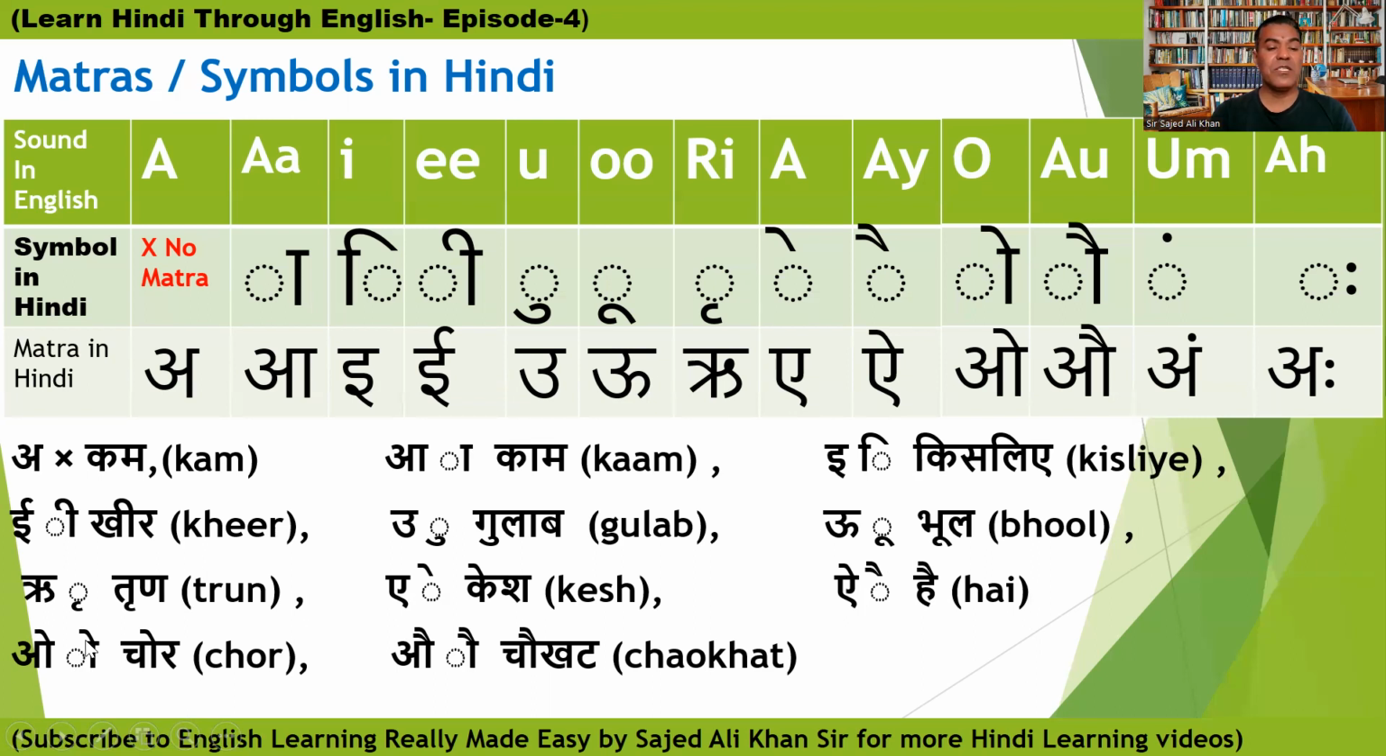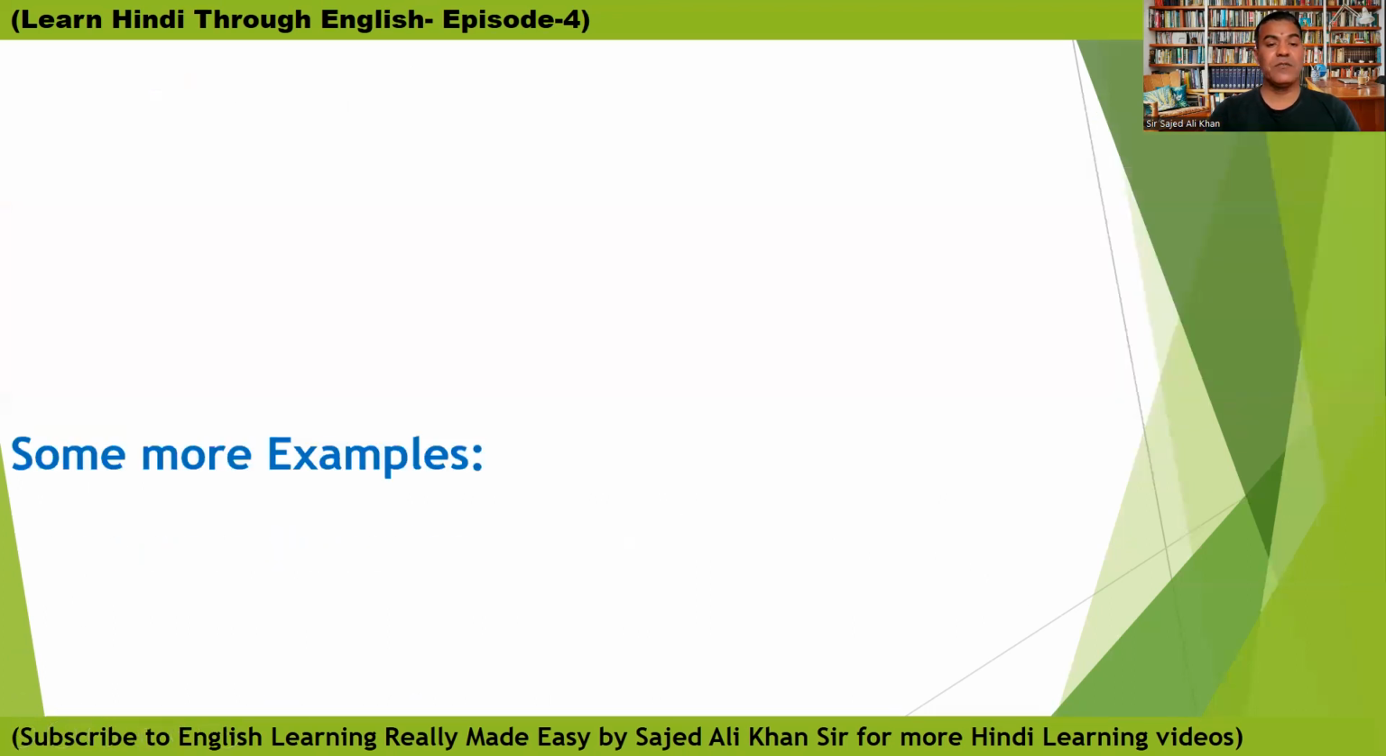So how can we use it in a word? Chore. Like in English we say thief. Okay? Then O, like chowkat. In English, we call it threshold. Okay. So I hope you are getting this. Let's move to the next slide.